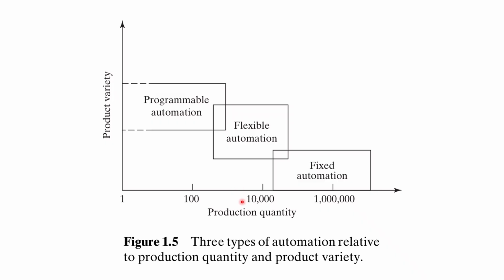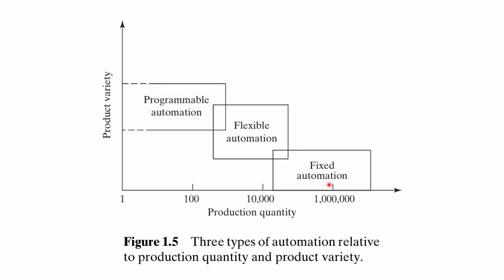Here it is showing the relationship between production quantity and product variety. The x-axis represents the production quantity and the y-axis represents the product variety. It is very clear that fixed automation can go for mass production, because we are not going to change the program, so the program runs on its own, and you can have the maximum production quantity when you go for fixed automation.